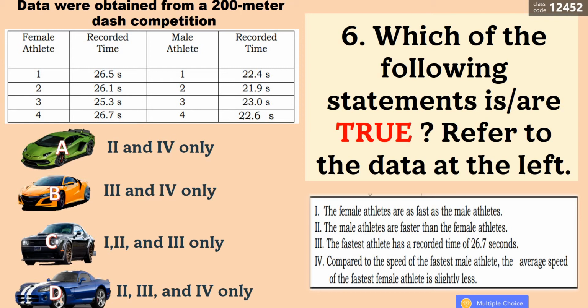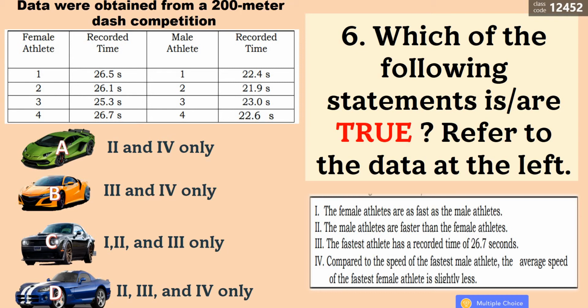1. The female athletes are as fast as the male athletes. 2. The male athletes are faster than the female athletes. 3. The fastest athlete has recorded time of 26.7 seconds. 4. Compared to the speed of the fastest male athlete, the average speed of the fastest female athlete is slightly less. Is it A, 2 and 4 only; B, 3 and 4 only; C, 1, 2 and 3 only; and D, 2, 3 and 4 only?